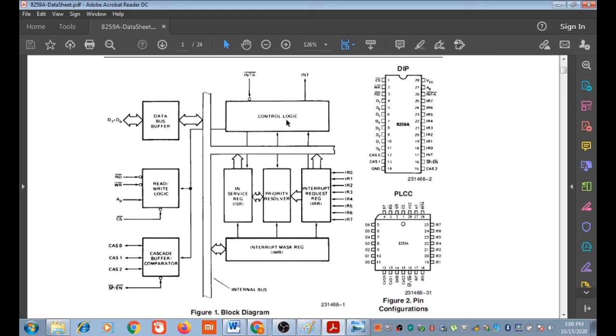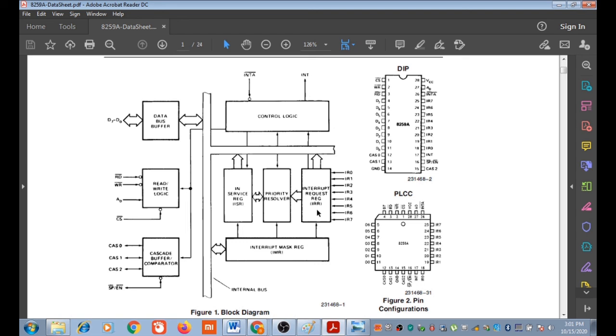This block is control logic. This INTA bar pin of 8259A will be connected to the INTA bar pin of 8086. The INT pin of 8259A is connected to the INTR pin of 8086.